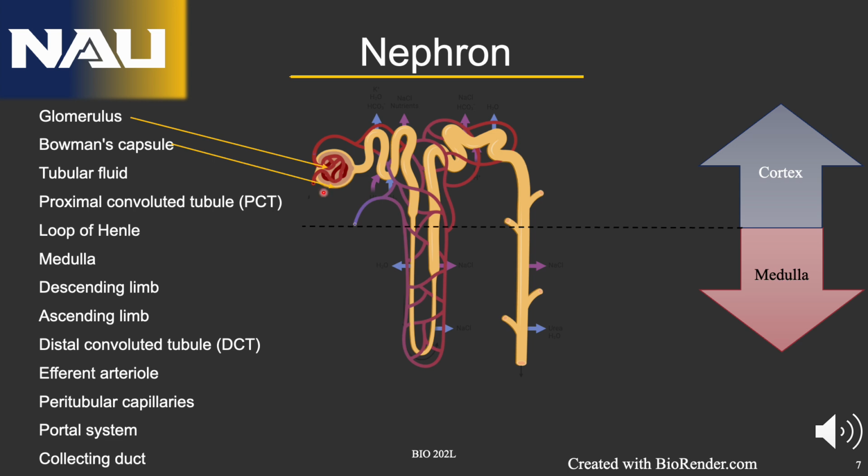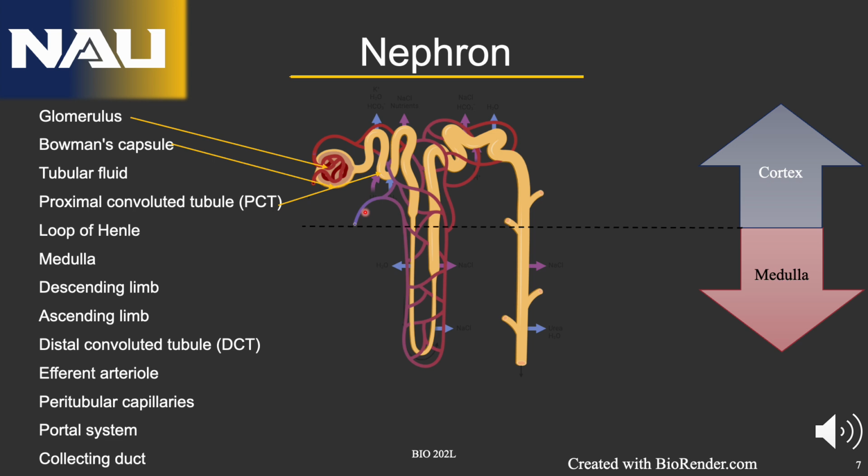Here, a filtration gradient pulls various substances from the blood into the nephron. The resulting filtrate, now called tubular fluid, moves into the proximal convoluted tubule. Proximal means close. Convoluted means it's kind of hard to manage, and tubule is a tube. So here you can see it's wiggling, so it's kind of hard to keep track of. It's convoluted, and it's close to the glomerulus, so it's proximal. This is where significant resorption of water, glucose, amino acids, and electrolytes occurs.